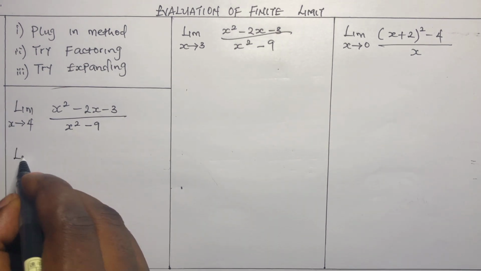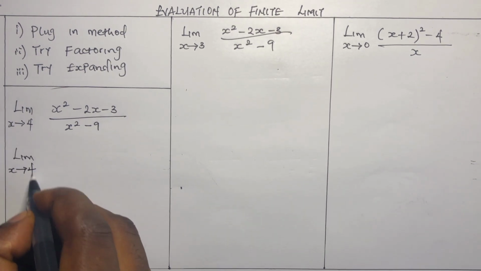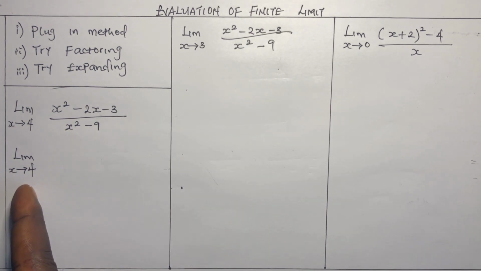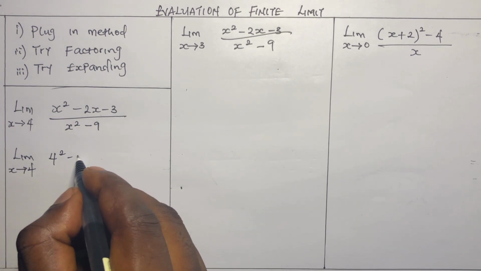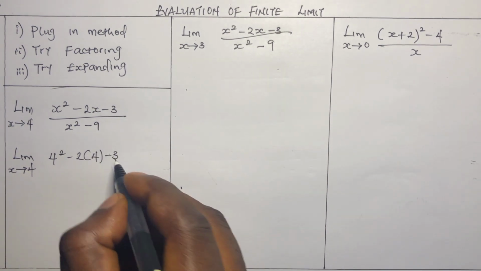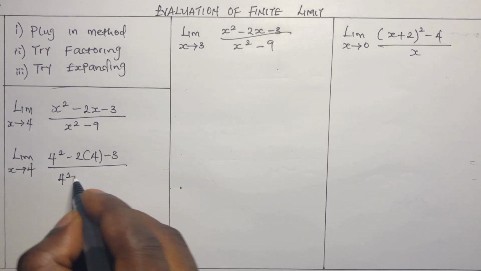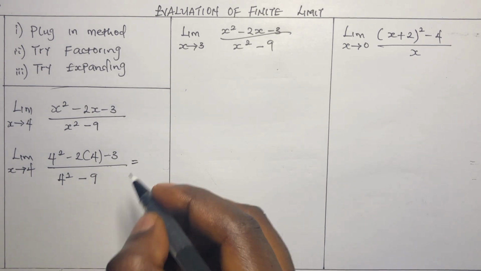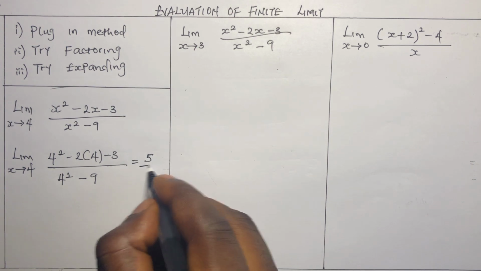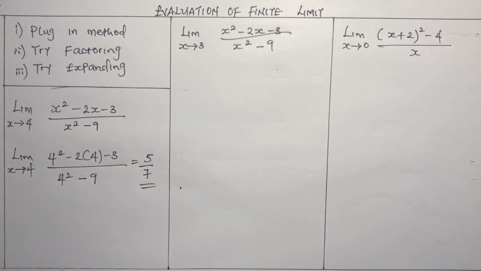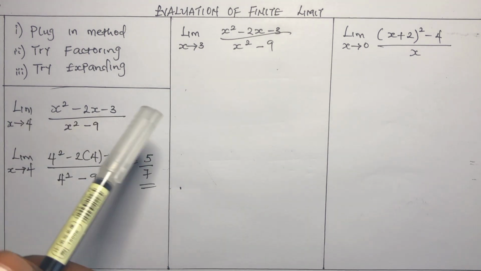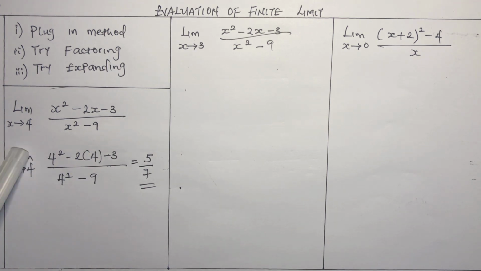So we have the limit as x tends to 4. Now, anywhere we see x, we substitute 4, right? So we'll have 4 squared minus 2 times 4 minus 3, all divided by 4 squared minus 9. If you evaluate this, we have 5 over 7, right? So this means that the limit of this function, x squared minus 2x minus 3 over x squared minus 9 as x tends to 4, is basically 5 over 7. That's correct. So now let's move to the next problem on our list.